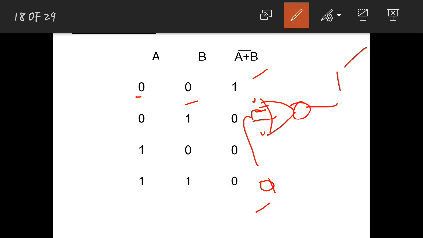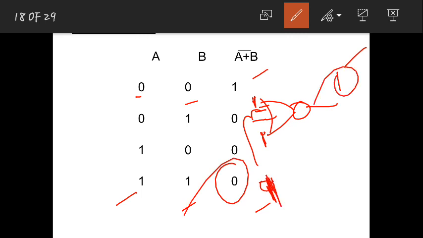Next, if you give 1 instead of 0, here you will get 1 and 1. When both inputs are 1 1, you are getting 0, so the output will be 0. The input you have given is 1, and the output you are getting is 0. That means this is acting like a NOT gate. It is complementing: one's complement is 0. So you can easily derive the NOT gate from these universal gates.